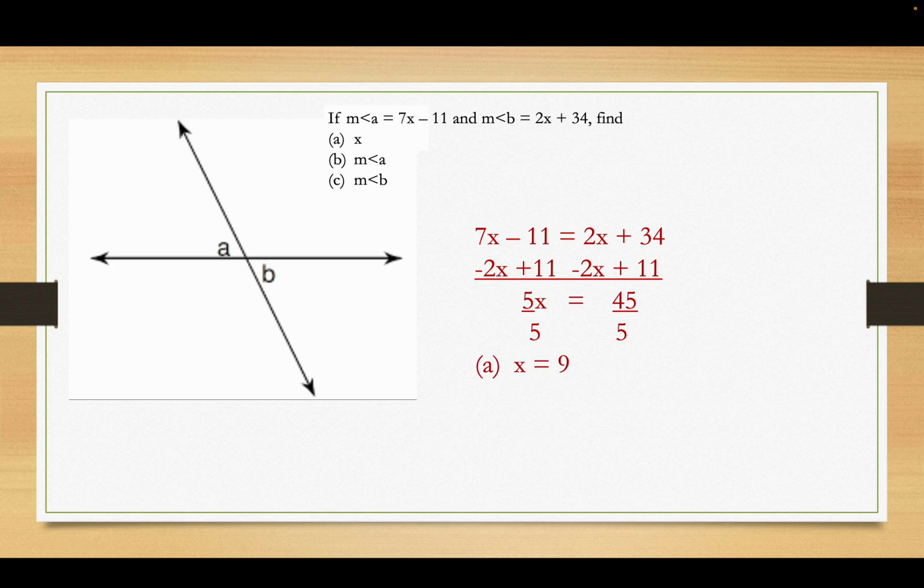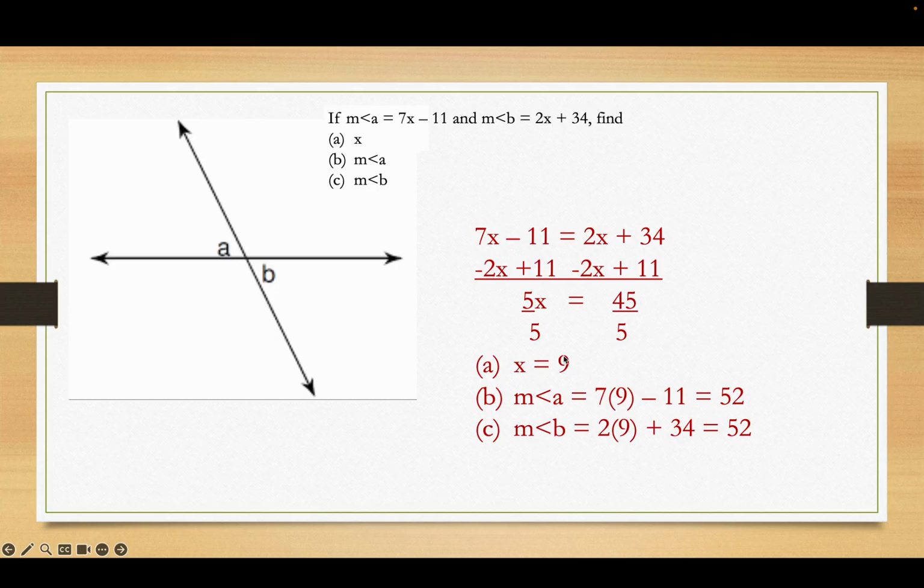Okay, I did the first part. What's the measure of angle A? I substitute the 9 in, and I get 7 times 9 minus 11 is 52. Let's show you that B equals the same thing. B is 2 times 9 plus 34. That's also 52. Always comforting when we check our work and see that it works well.